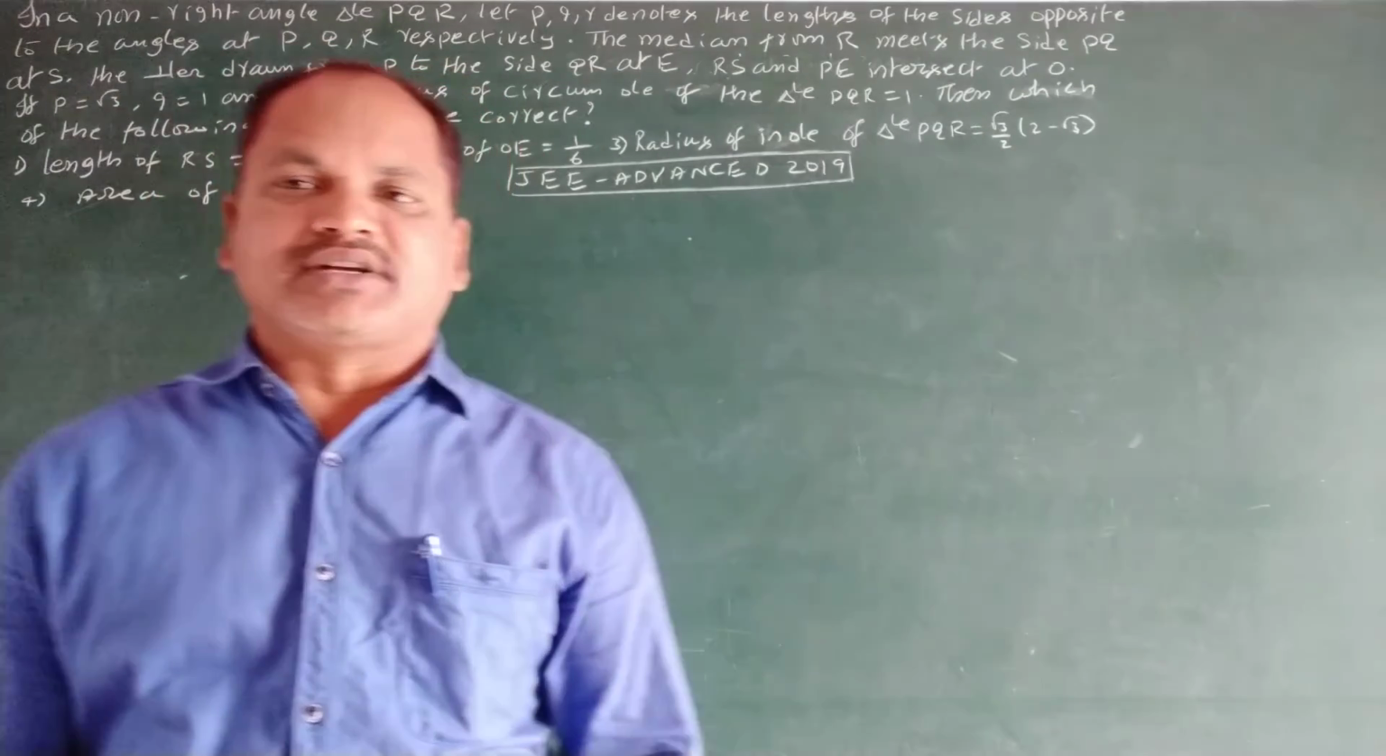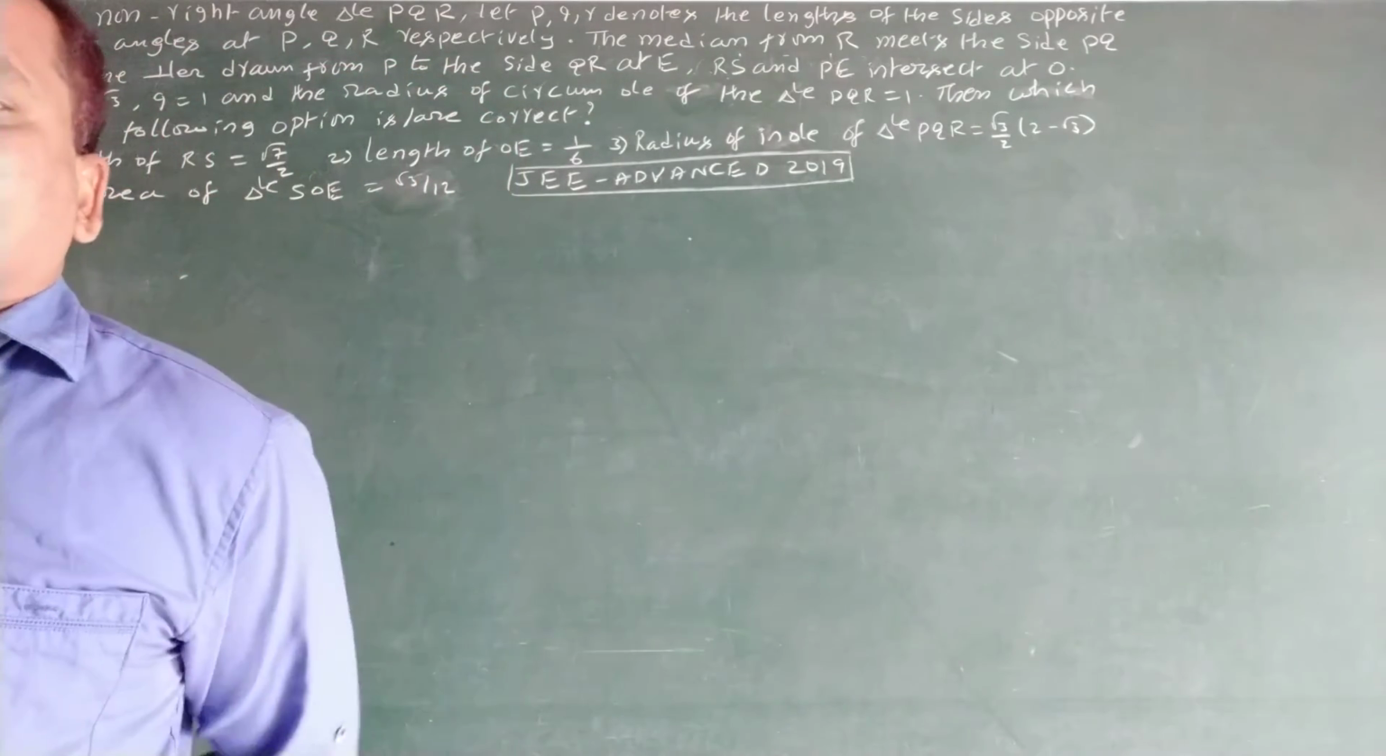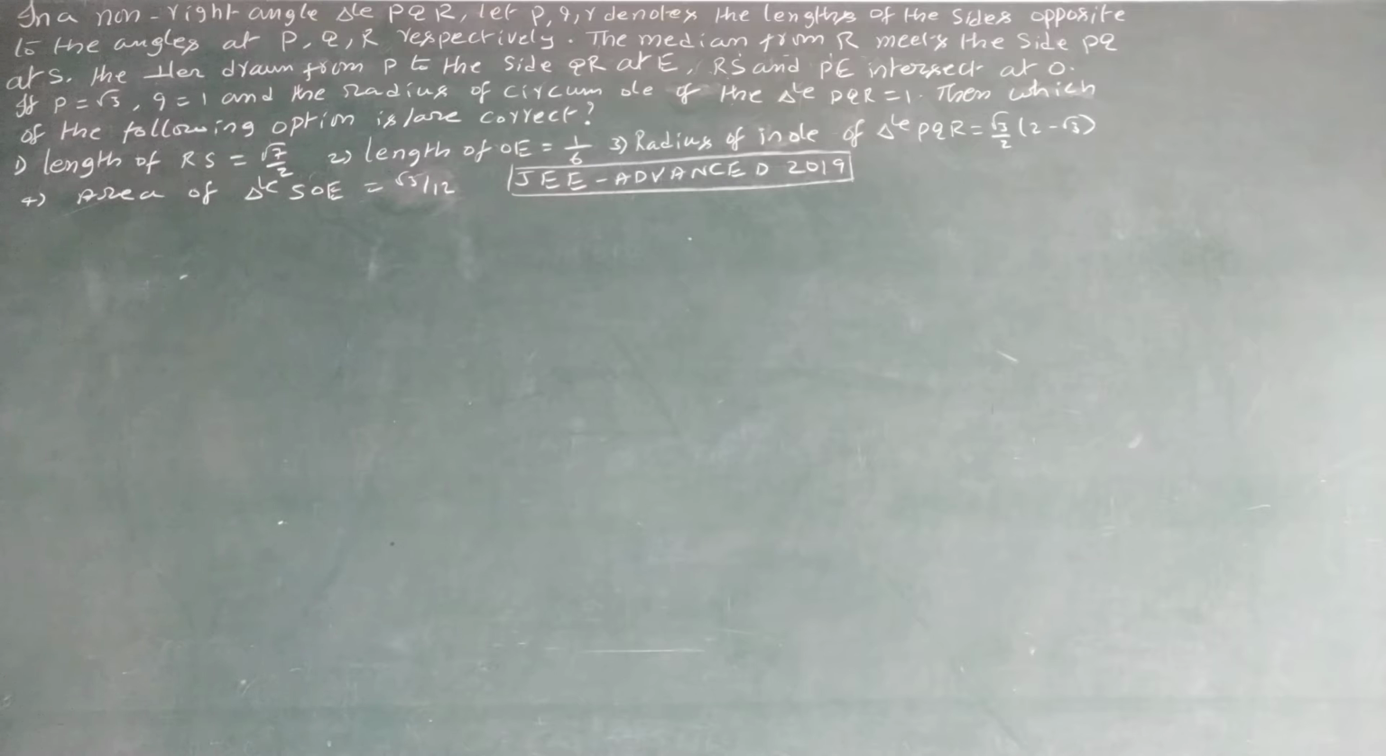Okay, dear students, observe the question. In a non-right angle triangle PQR, let small p, q, r denote the lengths of the sides opposite to the angles at capital P, Q, R respectively. The median from R meets the side PQ at S. The perpendicular drawn from P meets the side QR at E.